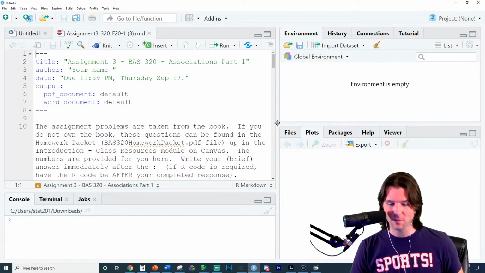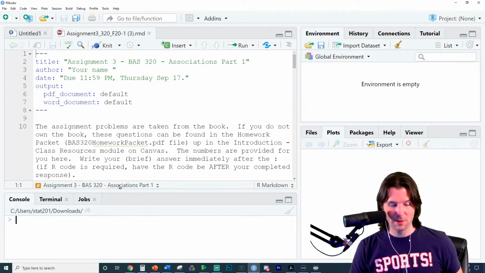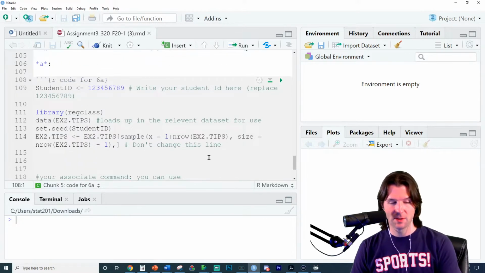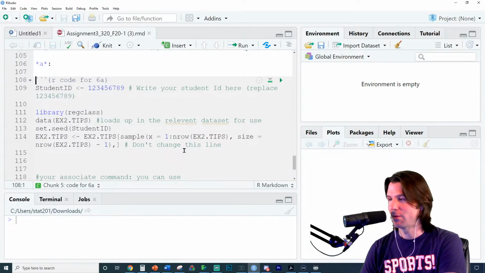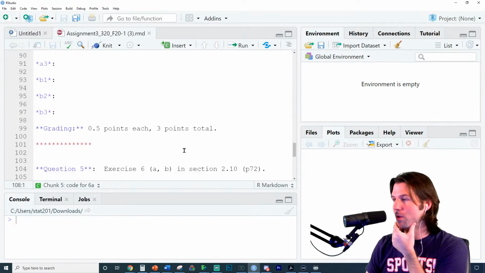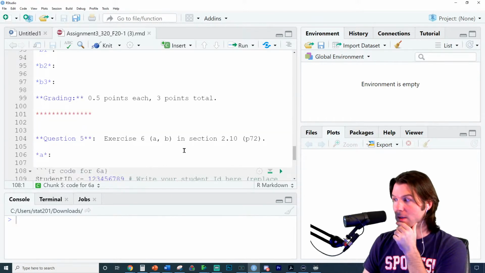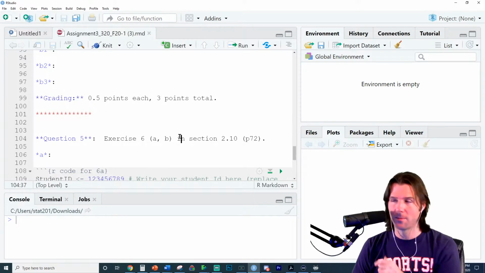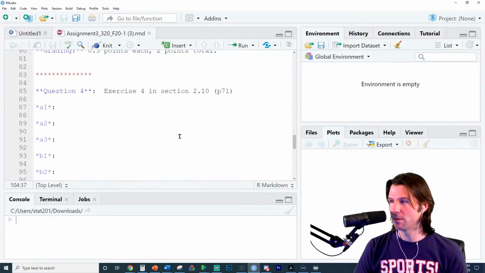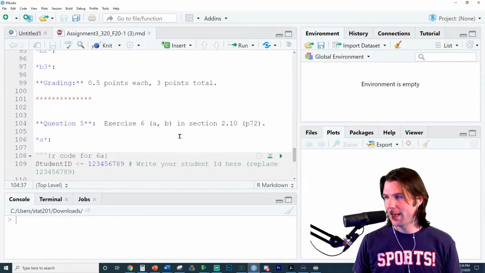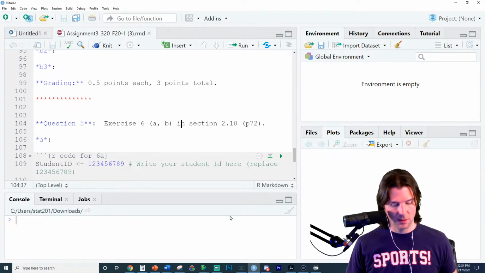Okay, so let's go down here and go to question number 5, right there. Question number 5 is right here, right? Are you talking about this one specifically, Colin? I think you are, because okay, it's exercise 4. And I will make sure that this one, so this is page 72, exercise 6.